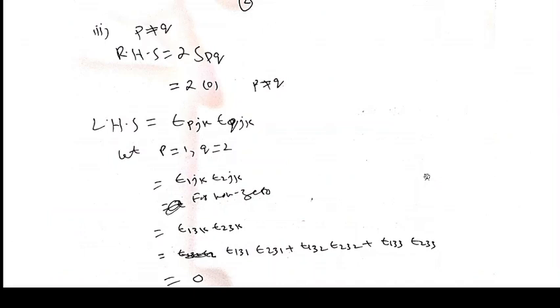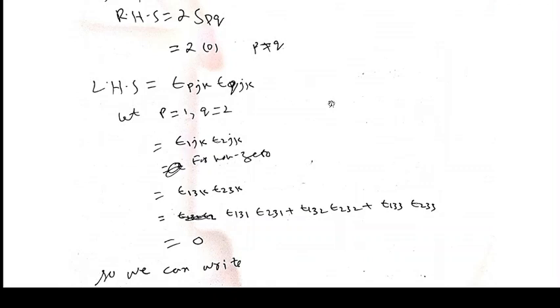For the second case, p is not equal to q, so the right hand side is 2 delta pq. Since in this case p is not equal to q, delta pq is 0. For the left hand side we can take any pair of p and q with p not equal to q. So let's take 1 and 2. Then it will be epsilon 1jk, epsilon 2jk, with summation on j and k.